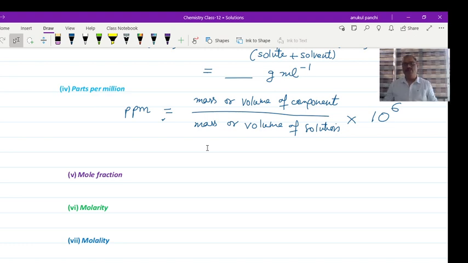For example, we want to calculate the amount of fluoride ions present in Harike Lake. You know Harike Pattan Lake is there. When we go to Amritsar, a place called Harike comes. A lake is there, a bird sanctuary is there, and that lake has water which is mixed with many minerals, many substances, and fluoride ions are there in the water.